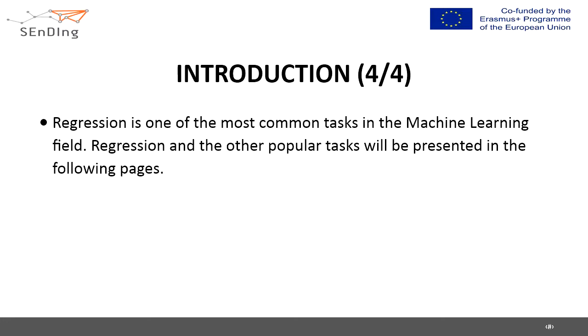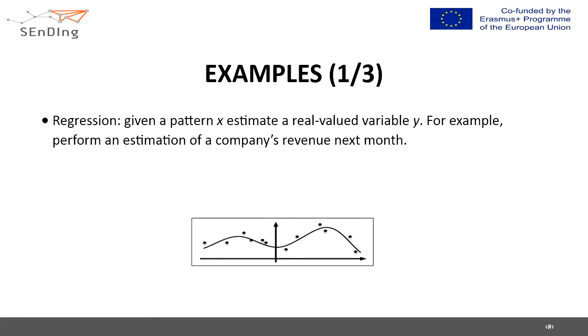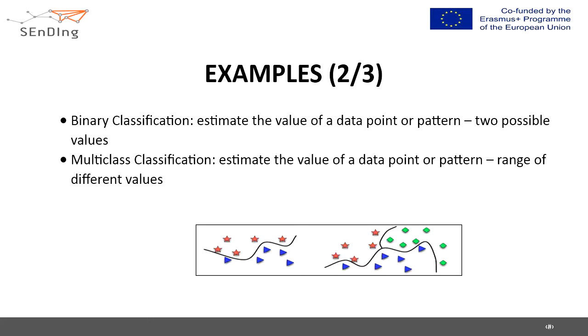Regression and the other popular tasks will be presented in the following pages. Regression: given the pattern X, estimate a real value variable Y. For example, perform an estimation of a company's revenue next month. Binary classification: estimate the value of a data point or pattern, with two possible values. Multi-class classification: estimate the value of a data point or pattern, with a range of different values.